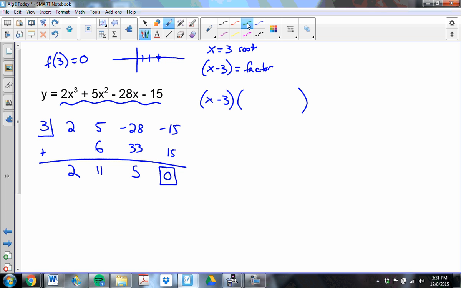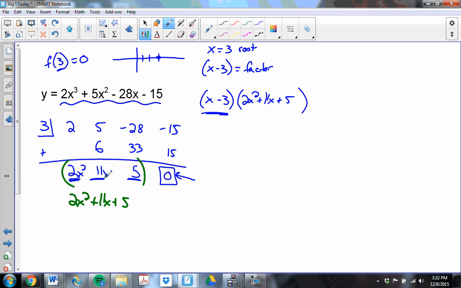And that's where the magic happens. This is the other stuff: 2x squared plus 11x plus 5. Since I plugged in a 3 for x and I got out a 0, that means x minus 3 is a factor of this expression. But the beauty of the synthetic process is these leftover numbers become the coefficients of what's left when you factor out the x minus 3. So really, this factoring process was done very quickly when I evaluated.